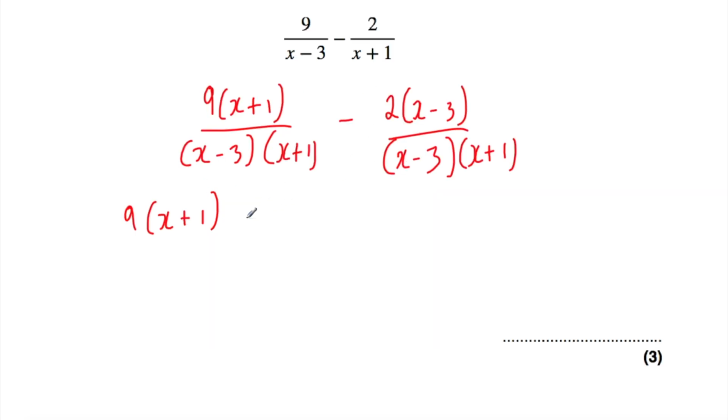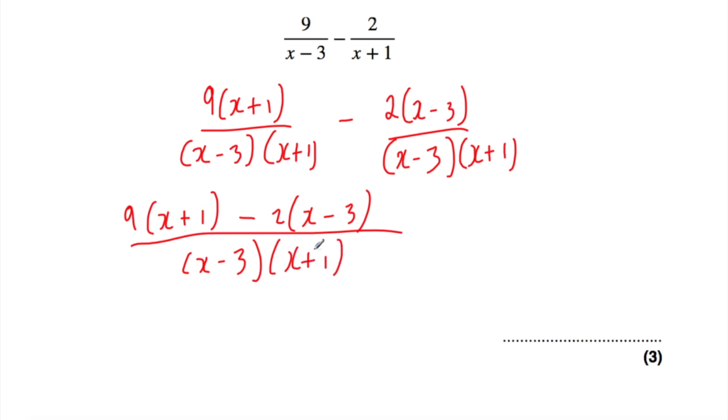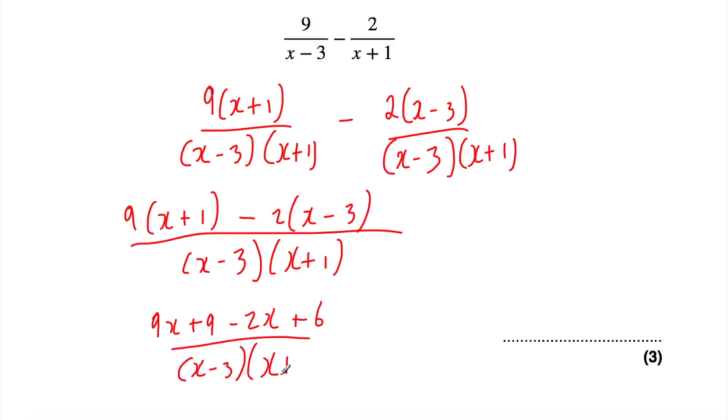Okay, now let's write it as a single fraction. So we're going to do this, take away this, and then take away that, and then on the denominator, it'd just be our x minus 3 and our x plus 1. So we've written it as a single fraction. Now we just need to simplify the numerator. So let's expand our brackets. 9 times x would be 9x, and 9 times 1 would be 9, so plus 9. And then we've got minus 2 times x is minus 2x, and then minus 2 times minus 3 would be plus 6. And then that's over our x minus 3 and our x plus 1. So we've expanded our brackets, and now let's simplify. We've got 9x take away 2x, that's 7x. We've got 9 plus 6, that's 15.